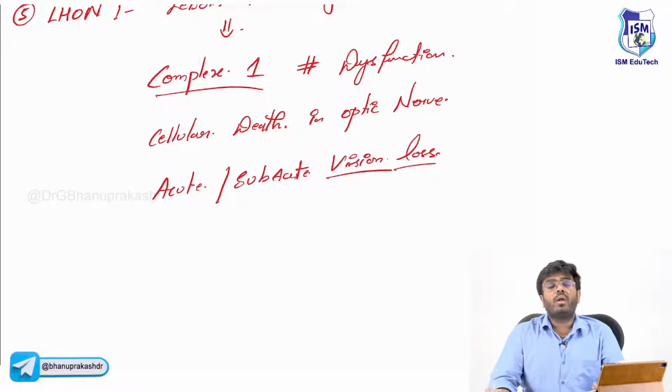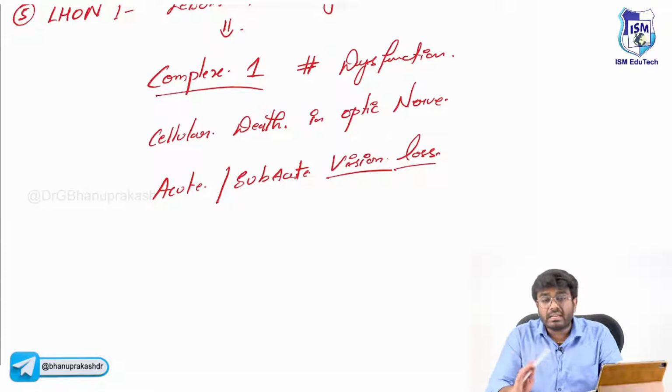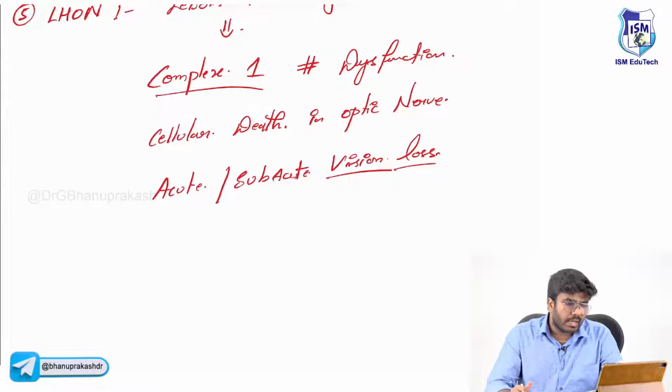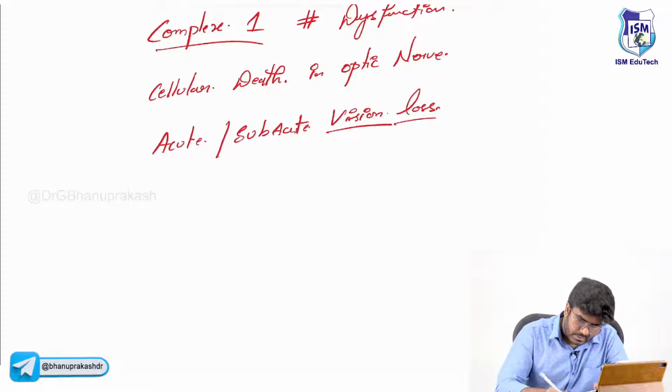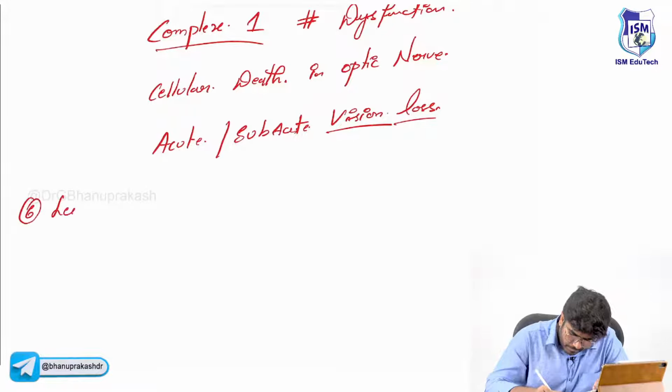So, just tell me one mitochondrial disorder which presents with irreversible vision loss: that is Leber's hereditary optic neuropathy, where there is complex 1 dysfunction and the optic nerve is damaged. There is cellular death in the optic nerve that causes acute or subacute visual loss. Now, the last one which I want you to know is Leigh syndrome.